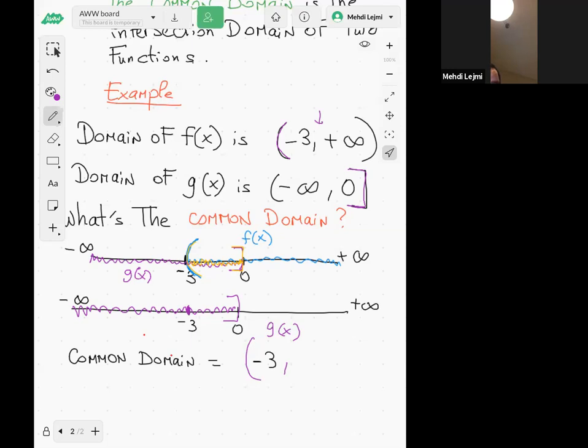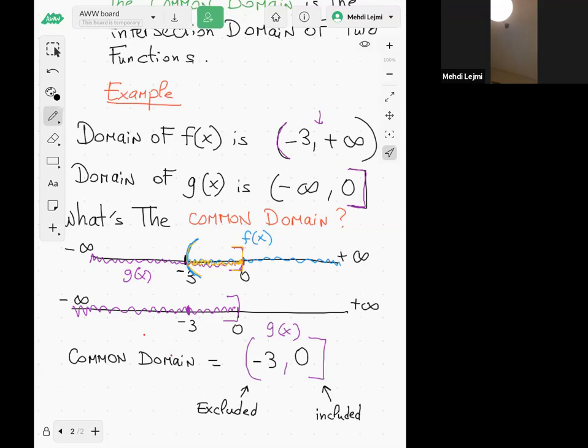Yeah, very good, Tiffany. So 0 is included, so we use a bracket here. Again, the bracket means it's included. Just to explain the notation, the parentheses mean it's excluded. So the common domain is just the intersection between the two domains. If you have trouble with the common domain, guys, my advice is to use the number line, color the two domains, and see what the intersection is.